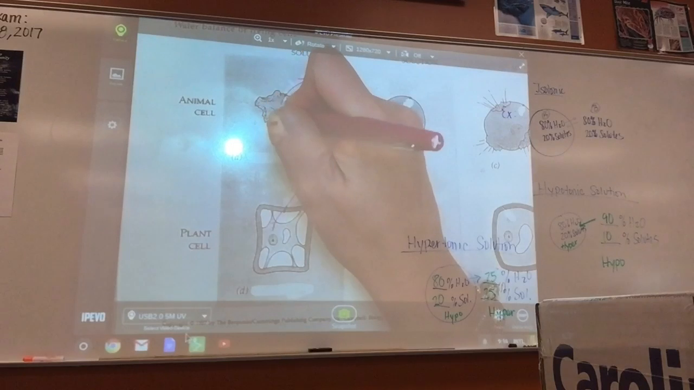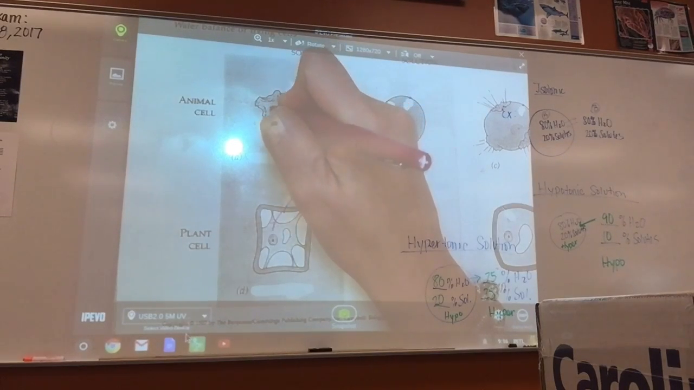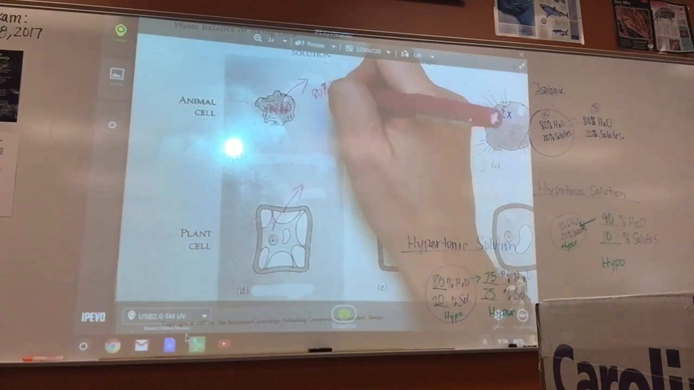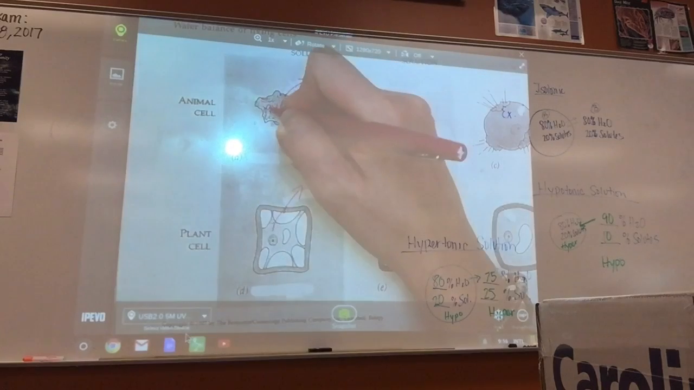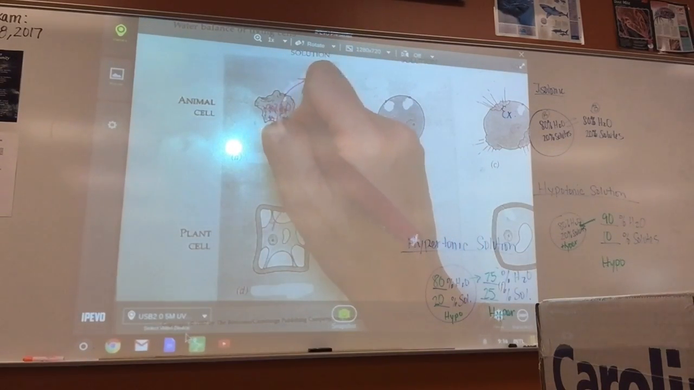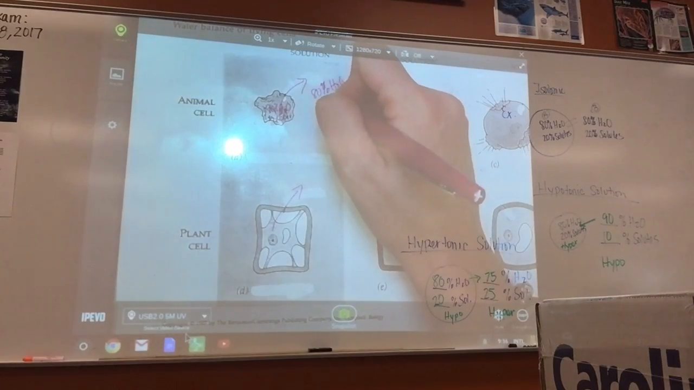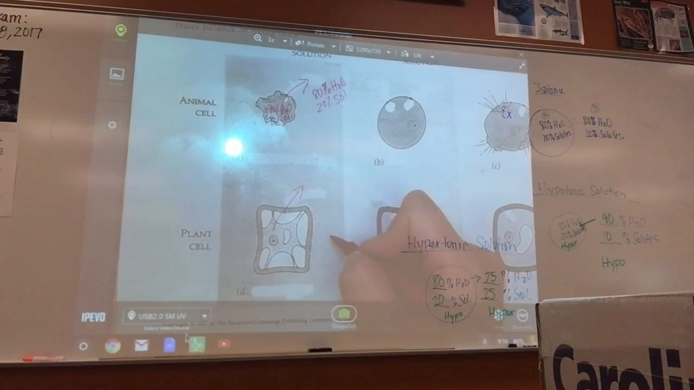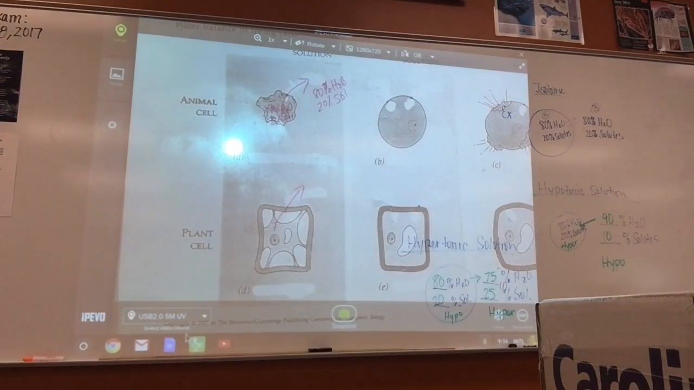No matter what, you have to have a higher percentage of water on the inside of the cell. So we could do 90% water inside, 80% water outside, or whatever you use, as long as your water is higher on the inside than the outside, and then your solutes would be higher on the outside. So water's going out. These percentages would be the same as down here as well.